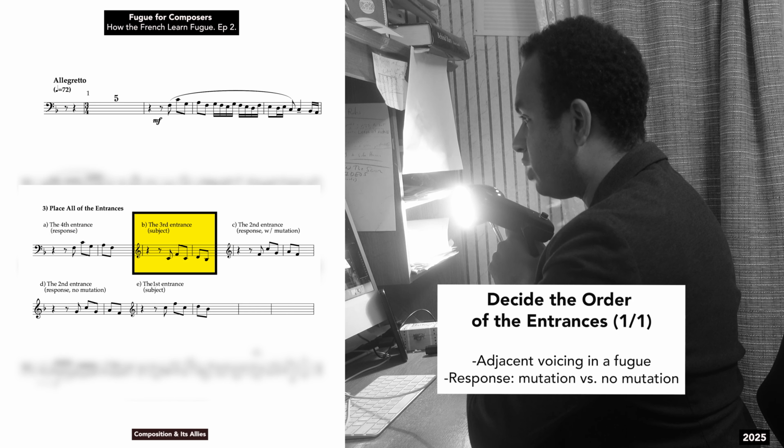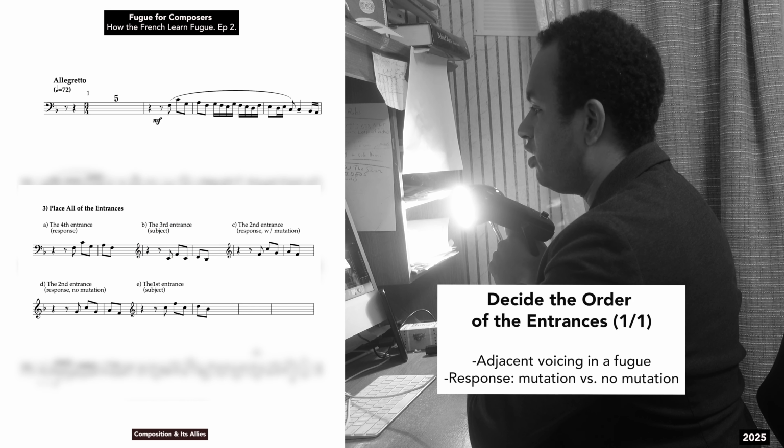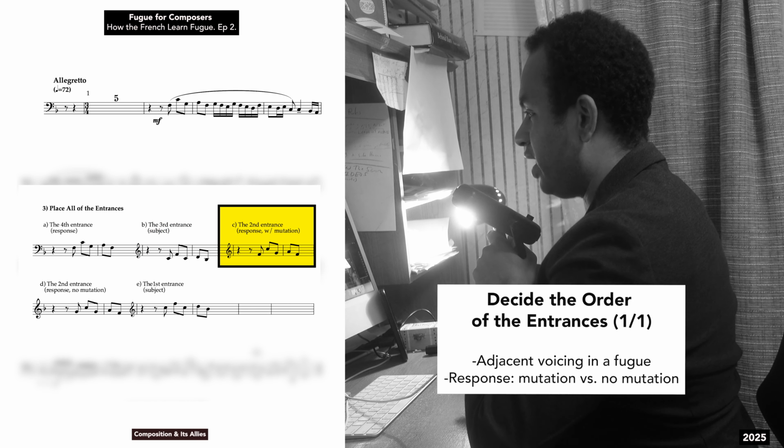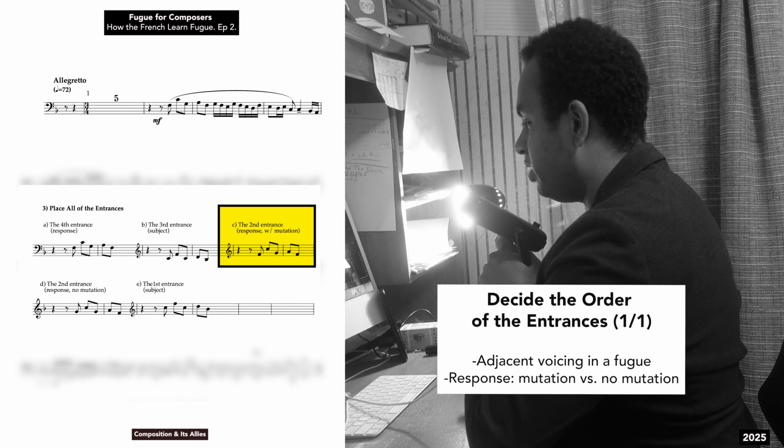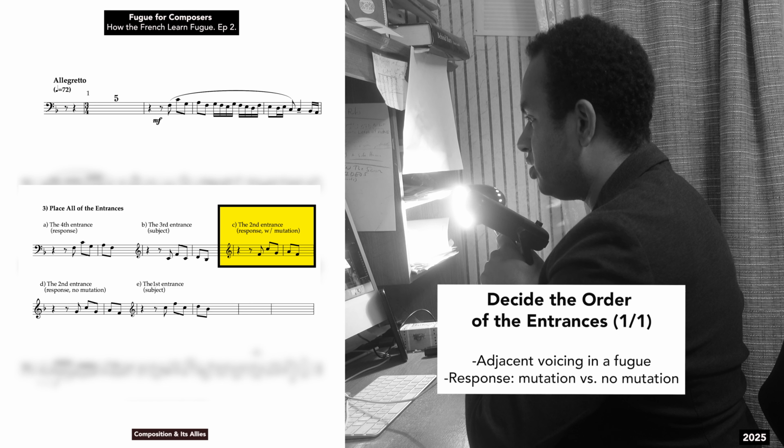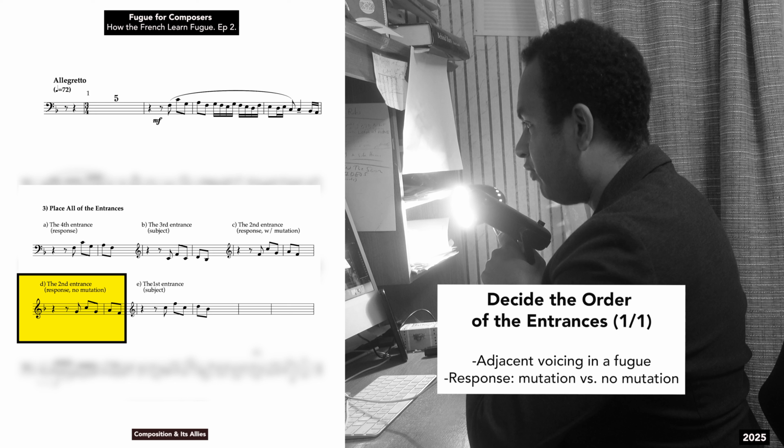Okay, remember we took out that mutation. And so then in the tenor, it's going to fall here. And then we need the response. So we put it up in the next register. Now the question is, is the response going to have a mutation or not? First, I put it with the mutation. And then I put it without the mutation.